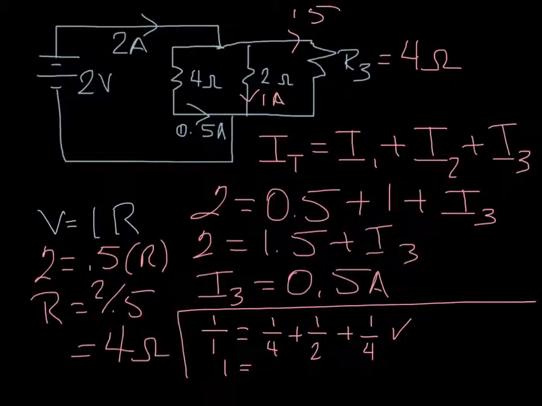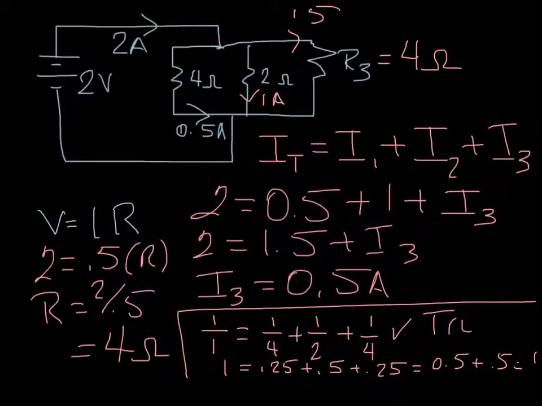So we know 1 over 1 is 1. Let's check and see. 1 over 4 is 0.25. Plus 1 half is 0.5. Plus 1 over 4 is 0.25. 0.25 plus 0.25 is a half. So that's 0.5 plus 0.5, which is 1. So that is a true statement. So our circuit is correct.